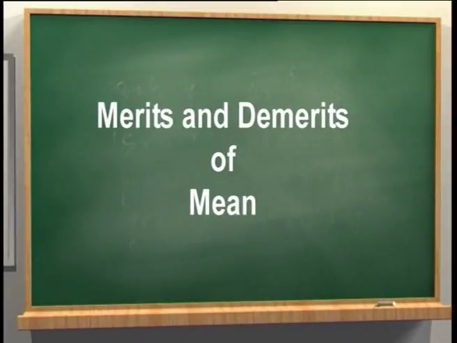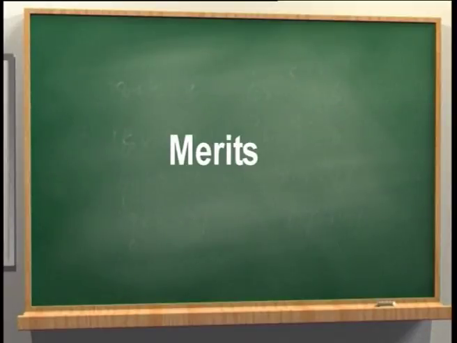Now, let's discuss the merits and demerits of mean. Merits. It's rigidly defined, it's easy to understand and easy to calculate. It is based upon all the observations. Of all the averages, arithmetic mean is affected least by fluctuations of sampling. This property is sometimes described by saying that the arithmetic mean is a stable average.